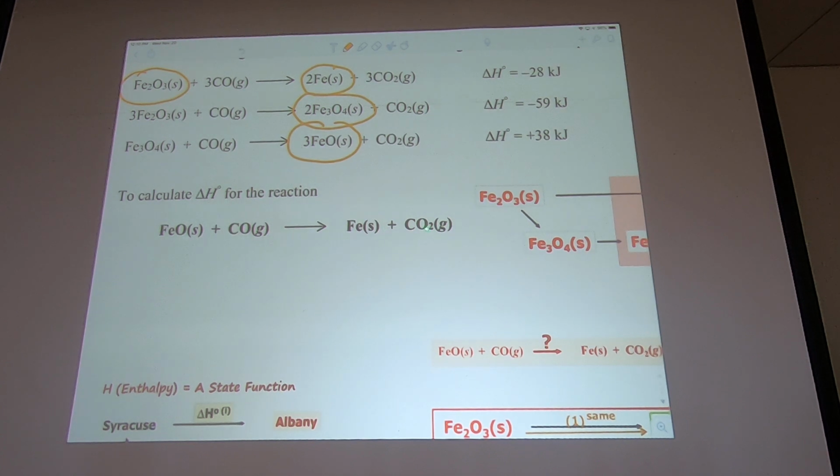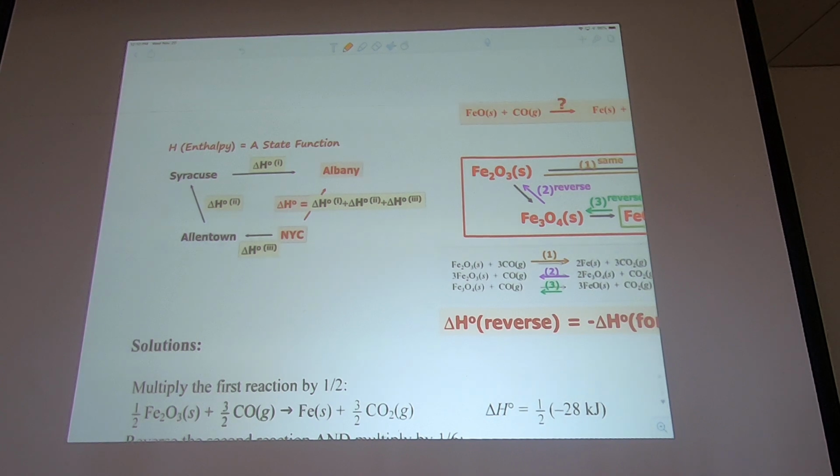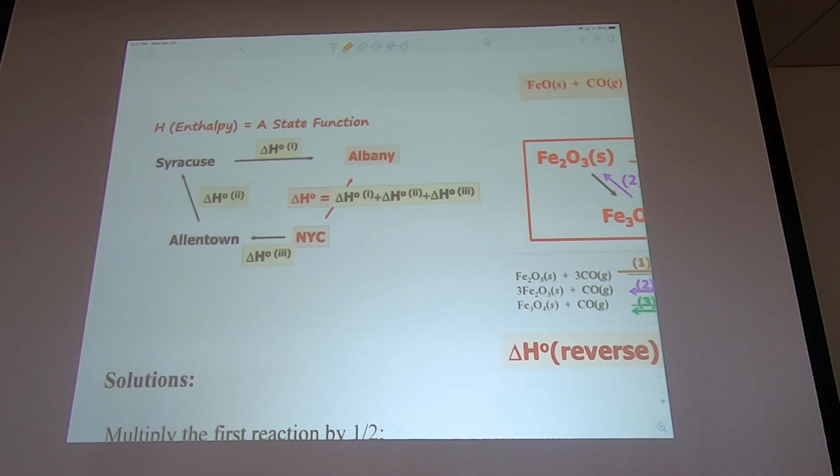And this is a reaction. A bunch of reactions were given here, and you need to just figure out how this is all related. So this is your final destination, and this is your starting point. Let me give you an analogy that I used last year. I'll put this slide up so you can just sit down and relax.